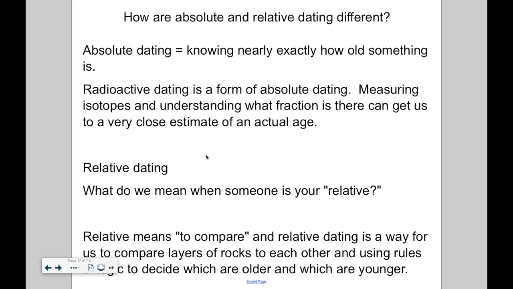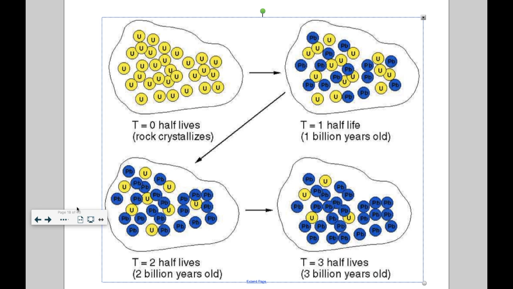And so the way that we start this journey is to compare absolute and relative dating and to understand how they're different. Let's start with absolute dating, which you've already learned about. Radioactive dating is a form of absolute dating. When we say absolute, we're saying that we can get nearly exact to how old something is. We learned about how measuring isotopes and understanding what fraction there is can get us a very close estimate of an actual age. I'll remind you of this image here.